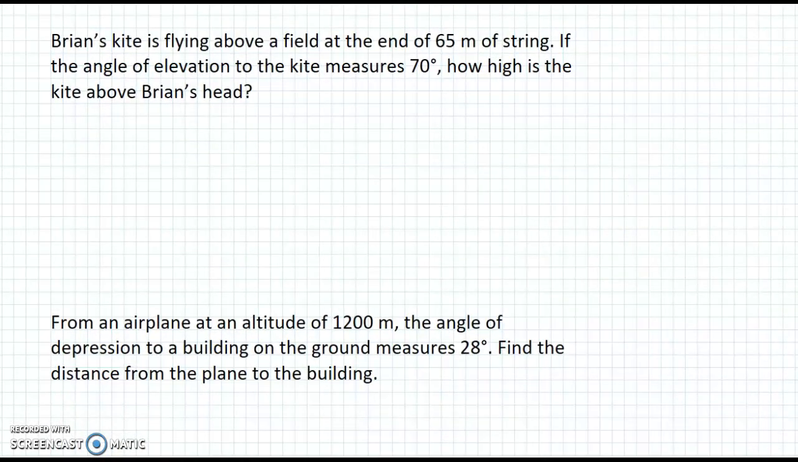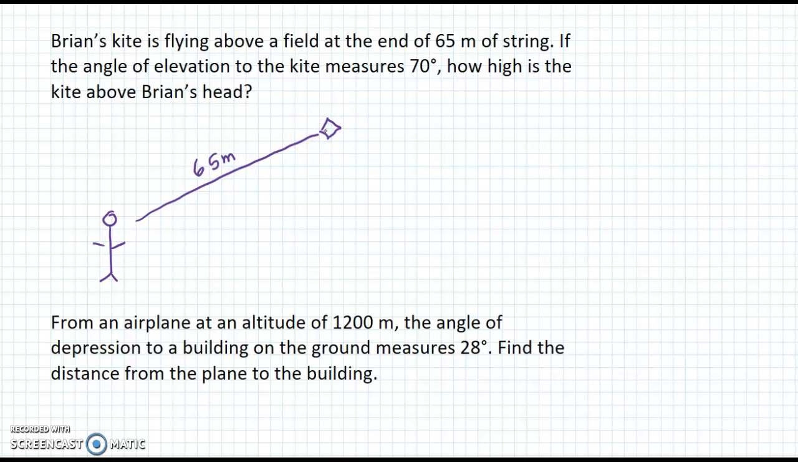Brian's kite is flying above a field at the end of a 65-meter string. If the angle of elevation to the kite measures 70 degrees, how high is the kite above Brian's head? So here's Brian, and he is flying a kite, and it has 65 meters of string. We'll go ahead and draw our kite.